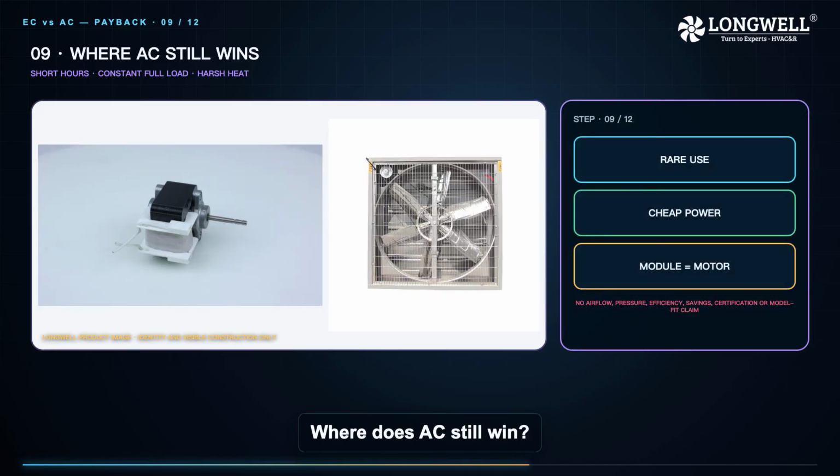Where does AC still win? Short running hours, a fan used occasionally may never repay any premium. Genuinely constant full load, where the efficiency gap is smallest. Very cheap electricity. Harsh environments beyond the electronics temperature rating, where a plain induction motor simply survives better. And cases where a failed EC module means replacing a motor, while the equivalent AC repair is a cheap external part. None of these are exotic, they are worth checking honestly.